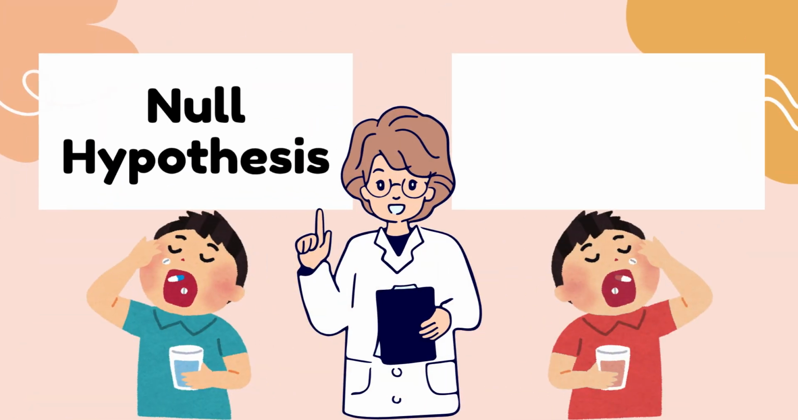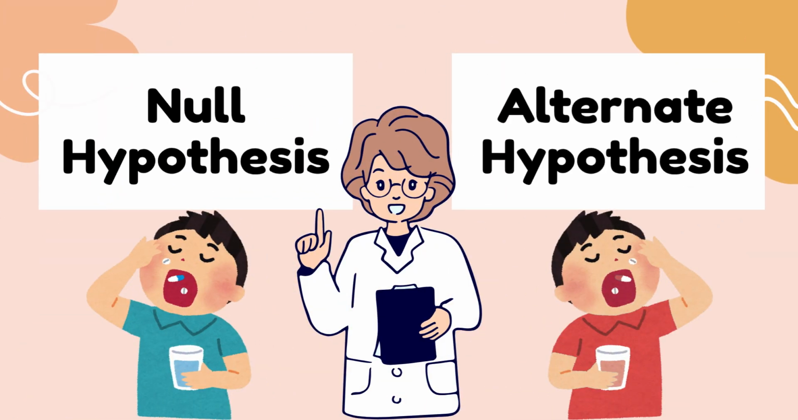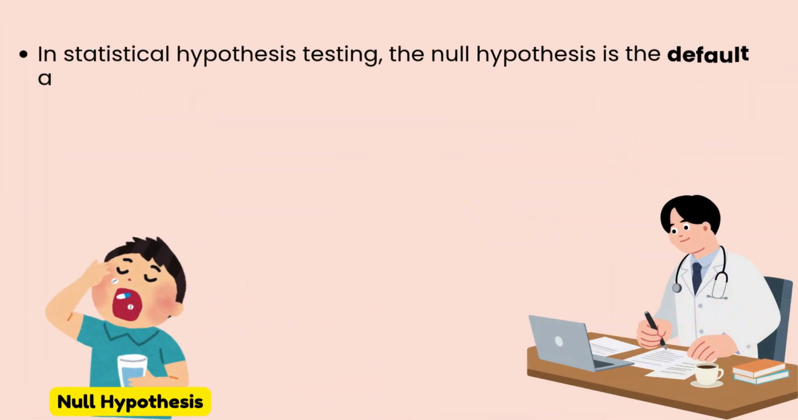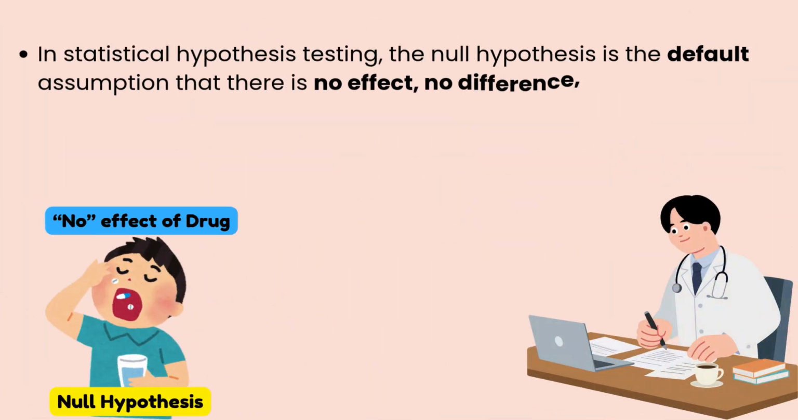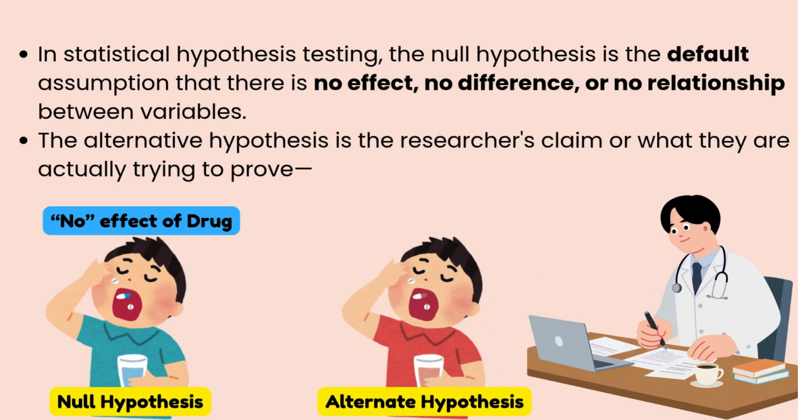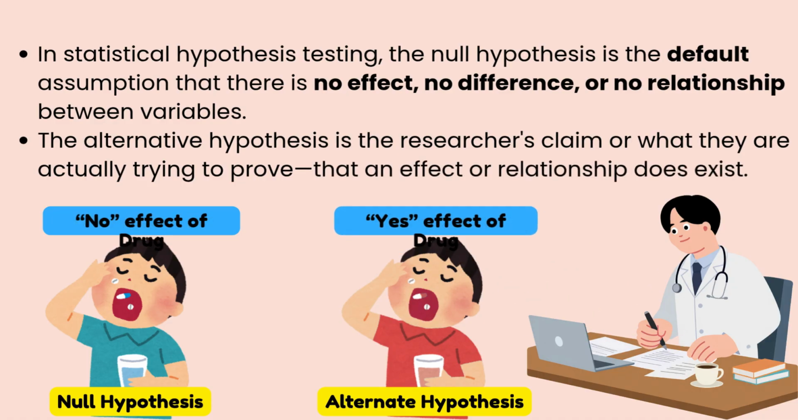Null hypothesis versus alternate hypothesis. In statistical hypothesis testing, the null hypothesis is the default assumption that there is no effect, no difference, or no relationship between variables. On the other hand, the alternative hypothesis is the researcher's claim, or what they are actually trying to prove: that an effect or relationship does exist.